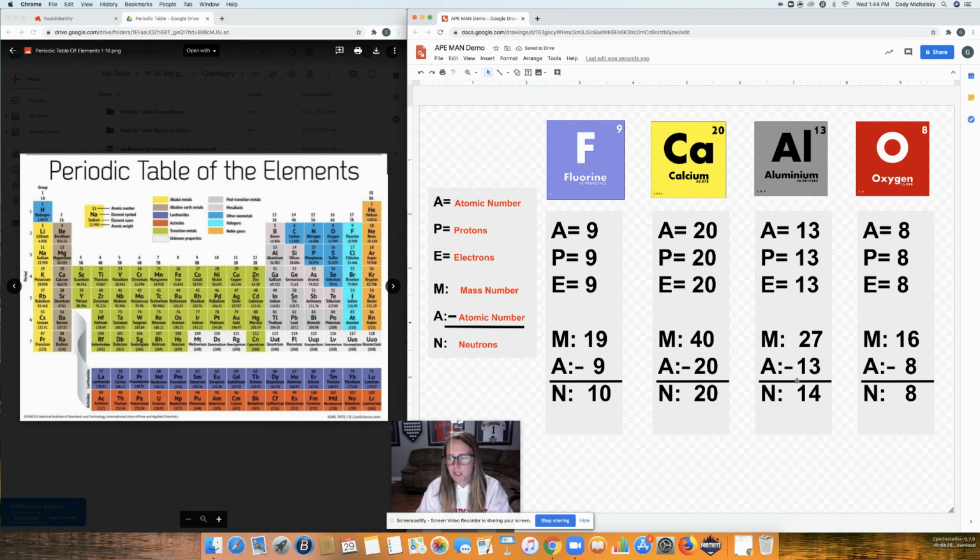With my examples, the reason I chose them is because I wanted you to see that sometimes your amount of protons, electrons, and neutrons will be the same, like it is in calcium and in oxygen. Calcium has 20 protons, 20 electrons, and 20 neutrons. Oxygen has 8 protons, 8 electrons, and 8 neutrons. But as you can see with fluorine and aluminum, that is not always the case. Fluorine has 9 protons, 9 electrons, and 10 neutrons. And aluminum has 13 protons, 13 electrons, but 14 neutrons. So be sure to practice APEMAN, or write APEMAN out whenever you're calculating subatomic particles so that you can get them correctly.